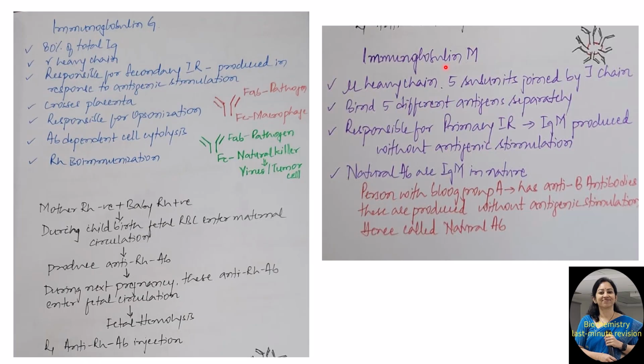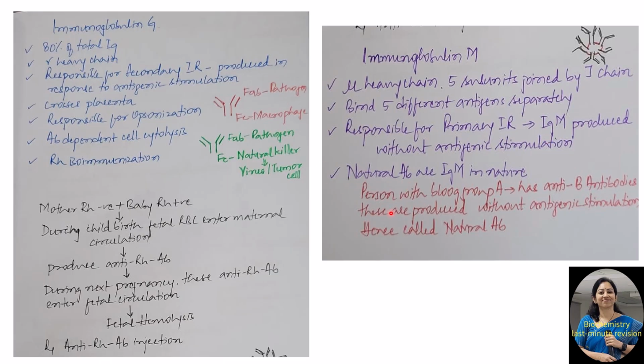Coming to immunoglobulin M, it is so named because it has mu heavy chain and it has 5 different subunits. They are joined by J chain, and because of the presence of 5 different subunits, this can bind 5 different antigens separately. So this is responsible for primary immune response, meaning that IgM is produced without any antigenic stimulation, and all the natural antibodies are IgM in nature.